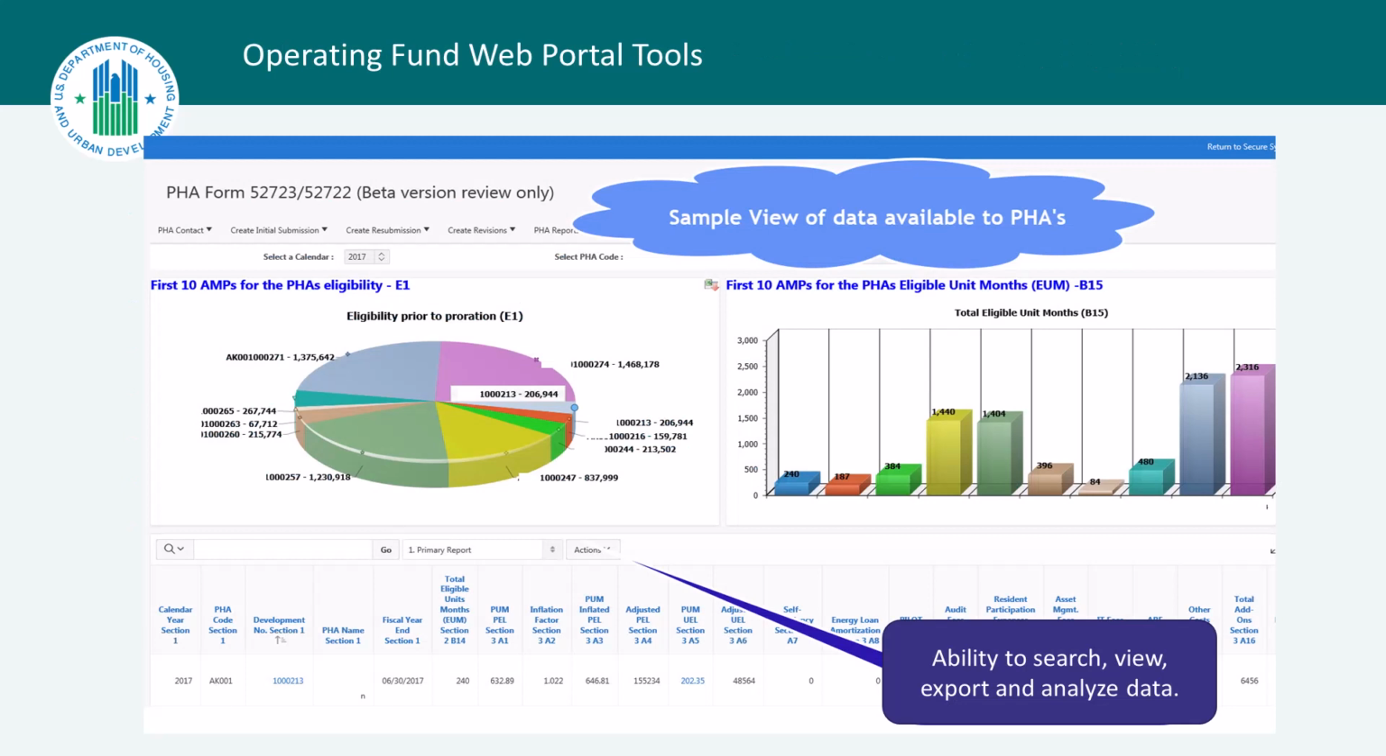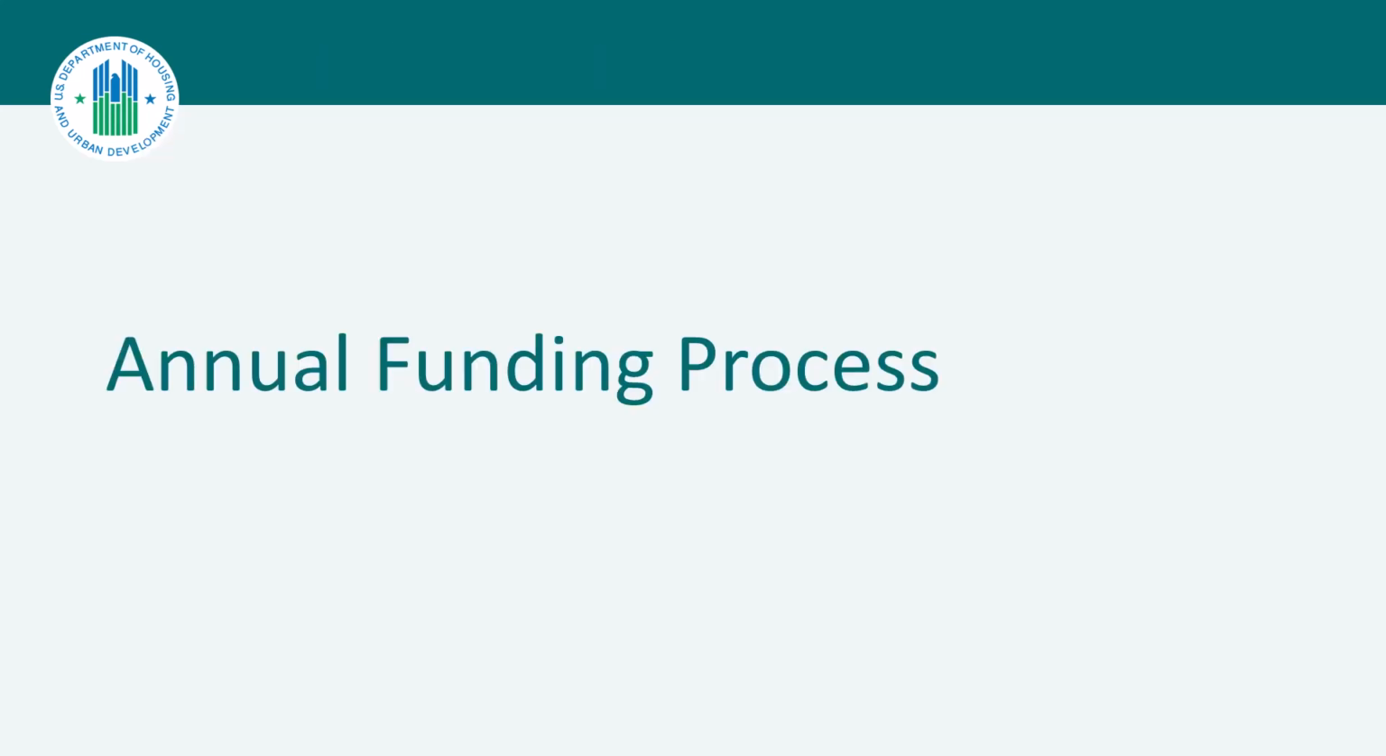In addition to the forms that are posted, there are reports and other tools for PHAs to use to better understand the data that is being processed. This graphic gives you an idea of what the dashboards in the portal look like. Now we will turn to the second part of the annual processing cycle, the annual funding process.